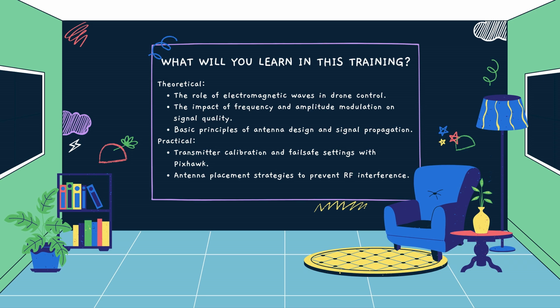Why is this training important? When flying a drone, you are actually orchestrating an invisible dance. The signals from your controller transform into radio waves through the movement of electrons in the antenna. These waves travel kilometers through the air and reach your drone's brain, the Pixhawk.